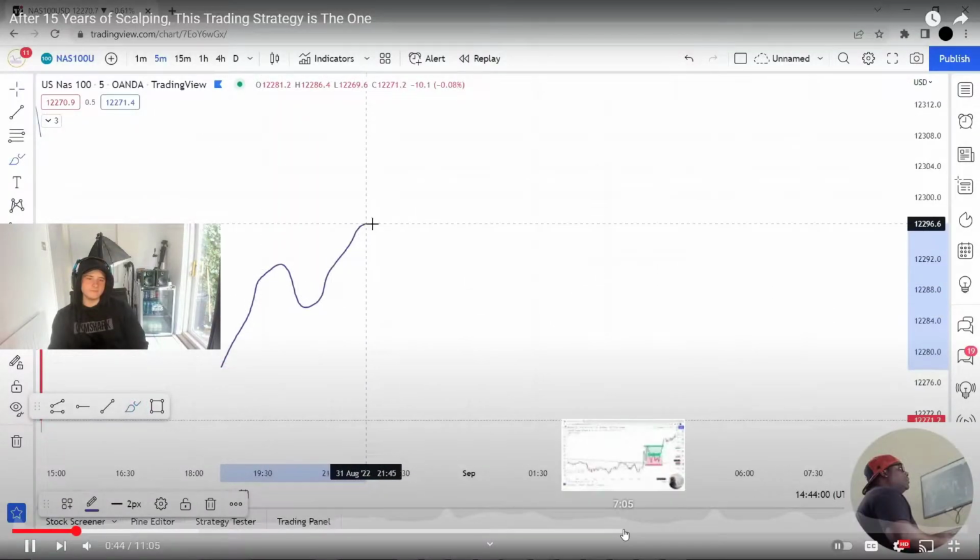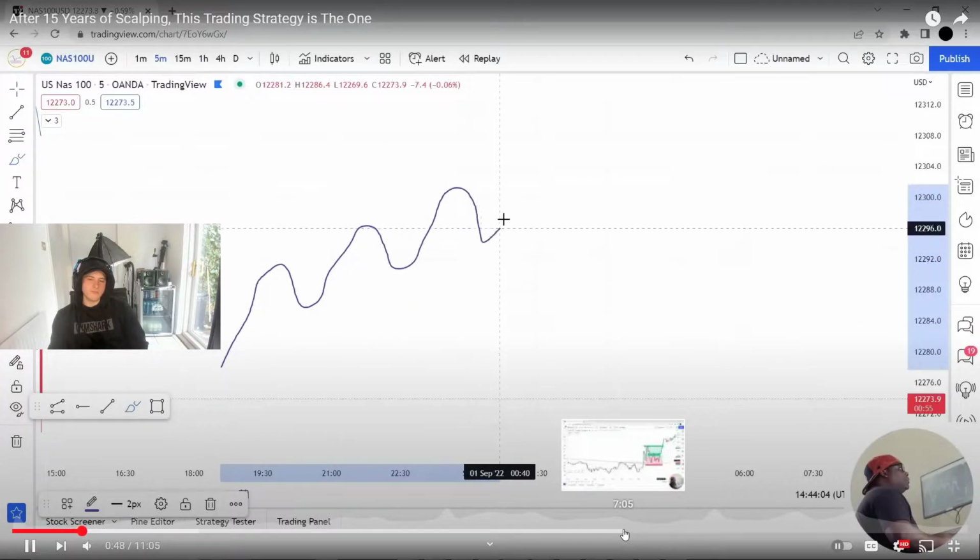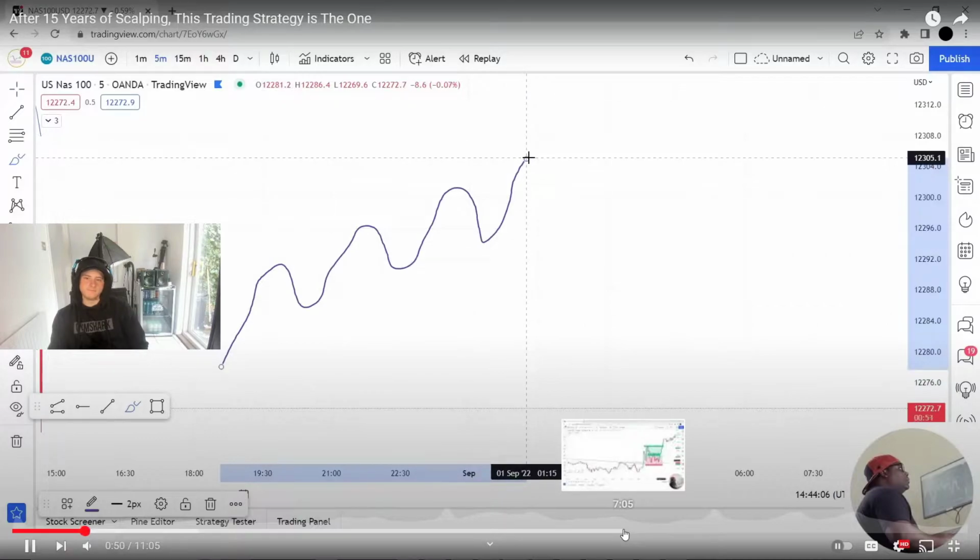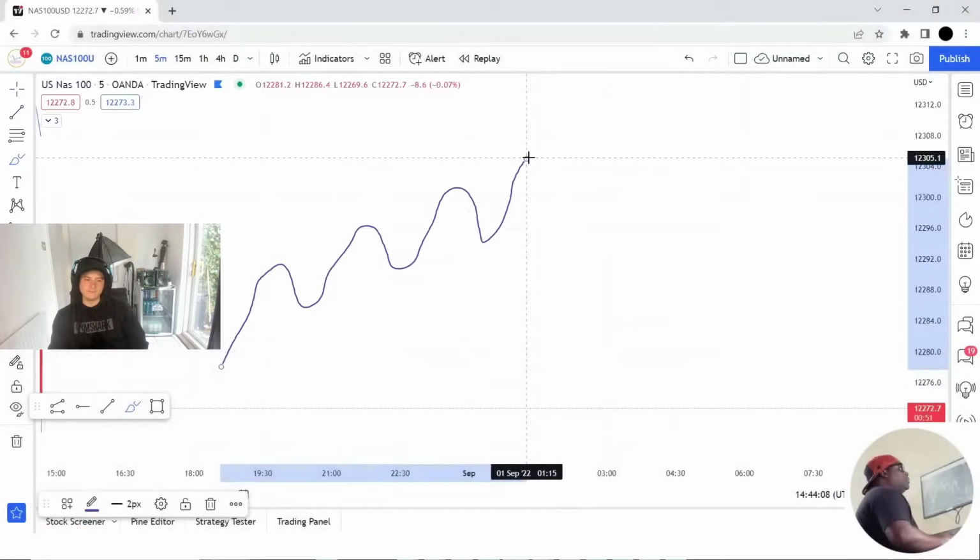right, for an uptrend. So we'll have an uptrend right here. We're looking at higher highs and higher lows. That's a simple way to look at the market. And it's the same thing if the market is going down, right?